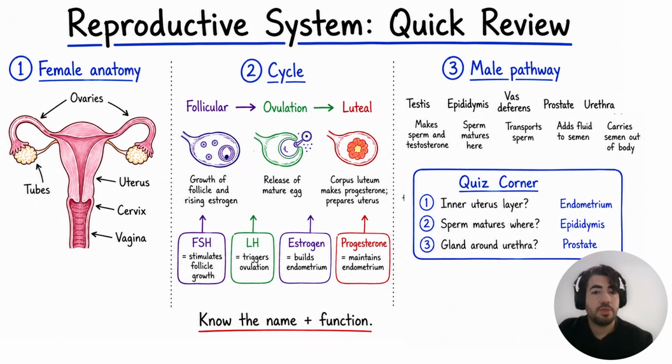Now, the three test-style questions that you're probably going to find, this is really common. What is the inner layer of the uterus, the one that is shed during menstruation? Endometrium. Where does the sperm mature and get stored? Epididymis. What gland surrounds the urethra and adds alkaline fluid to the semen? Prostate gland, the same one that gets BPH, and then we have urinary issues.